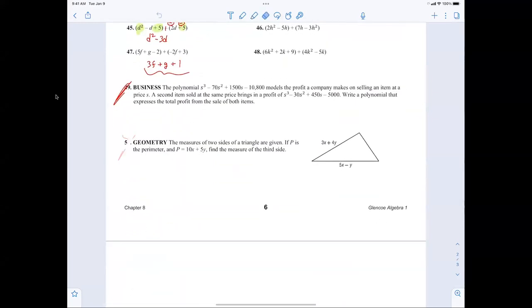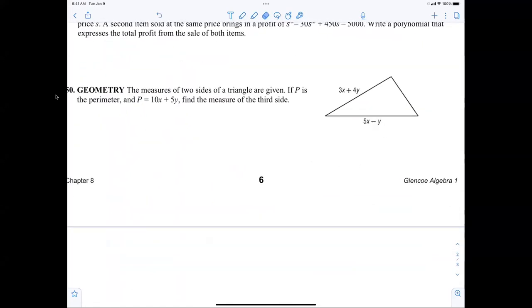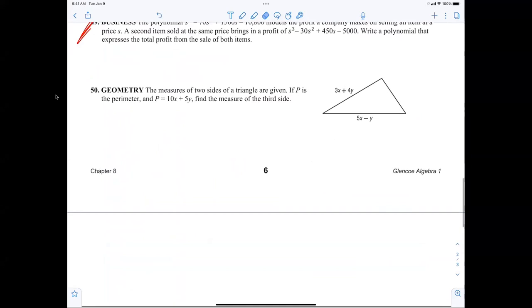All right, if you had to do number 50, it says the measures of two sides of the triangle are given, if P is the perimeter. Now, again, this is a nice little problem. I know that this is unknown. Does everybody agree with that? Yeah. But I know there's supposed to be how many X's? 10. 10 for the perimeter, right? Come on now, this wasn't that hard.